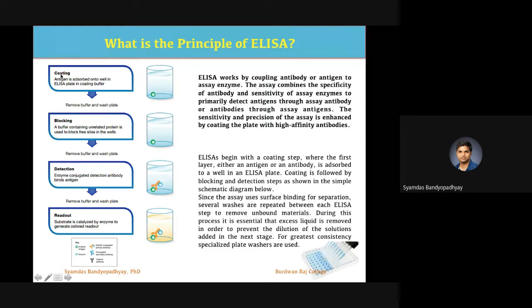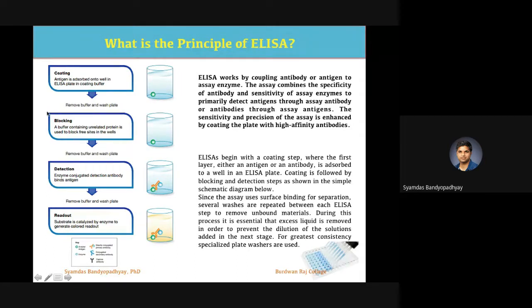So the first step is the coating. Coating of antigen is adsorbed. The antigens are adsorbed onto a well in an ELISA plate in coating buffer. This is a well, right? So this is a single well to which you are adding this antigen, correct? The antigen is suspended in the buffer. This buffer must be appropriate so that the antigen does not degrade. Rather it helps in keeping its structural conformation so that it can get adsorbed onto the walls of these wells. So the first step is the coating of the antigen. Sometimes we coat the antibody as well, depending upon which kind of ELISA you are using.